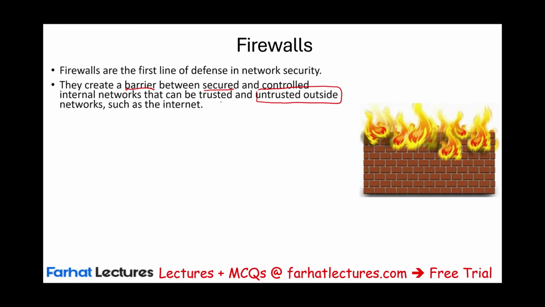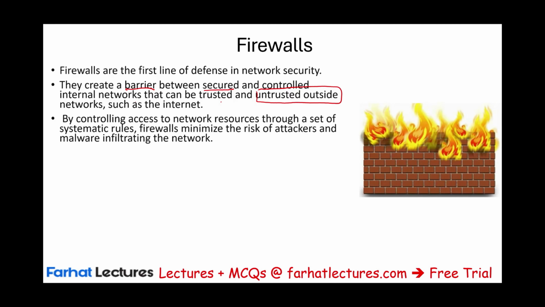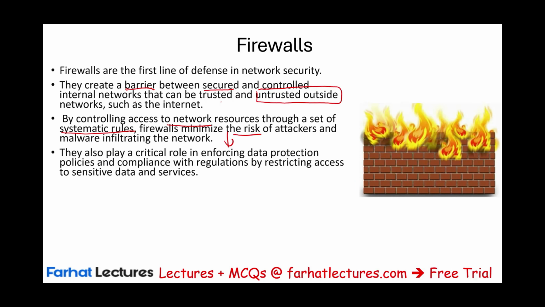So the firewall will filter the traffic by controlling the access to the network through a set of systematic rules, basically what's allowed and what's not allowed. And we're going to look at various types of firewalls. Firewalls minimize the risk of attackers and malware infiltrating the network. Also, firewalls play a critical role in enforcing data protection policies and compliance with regulation. How? By restricting access to sensitive data and services.